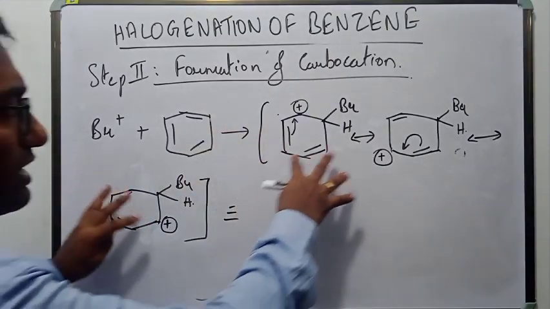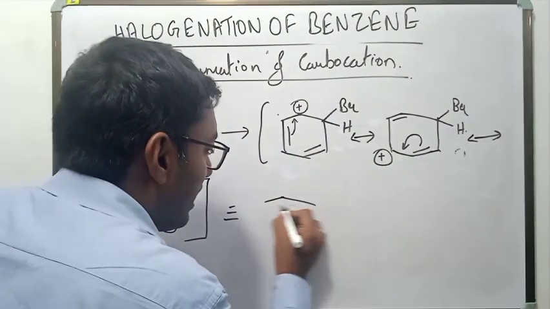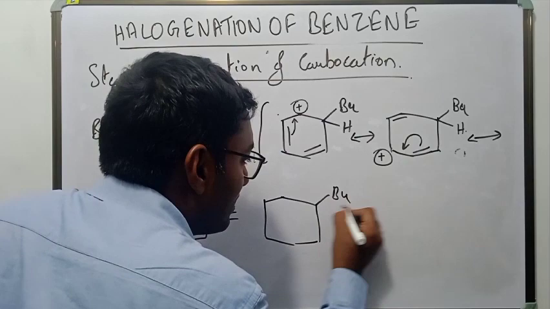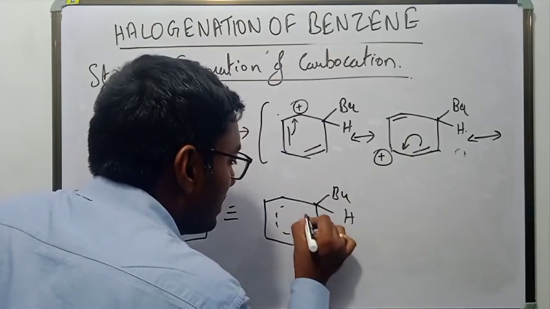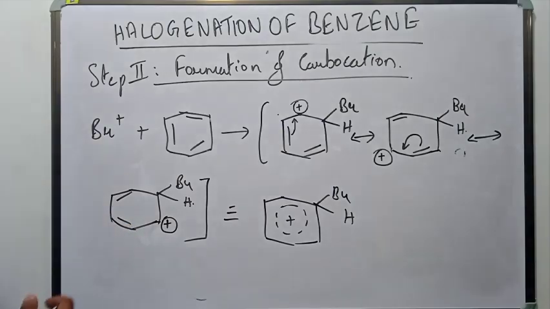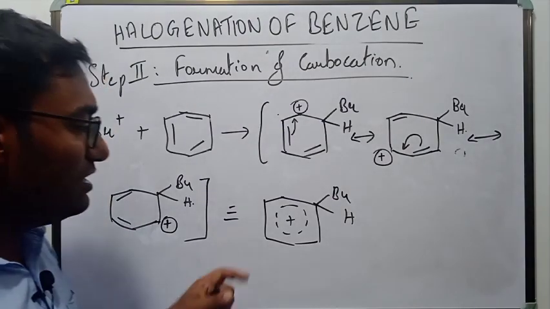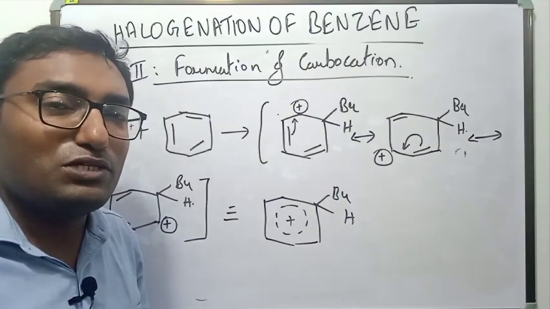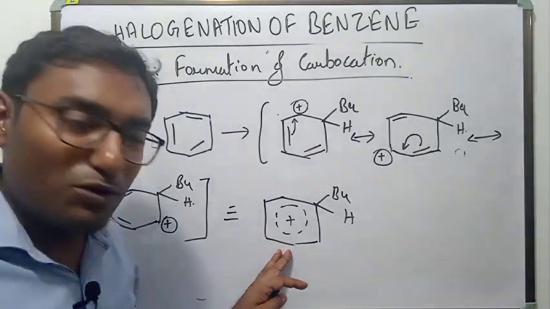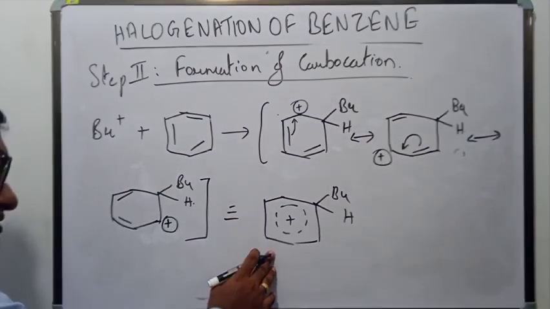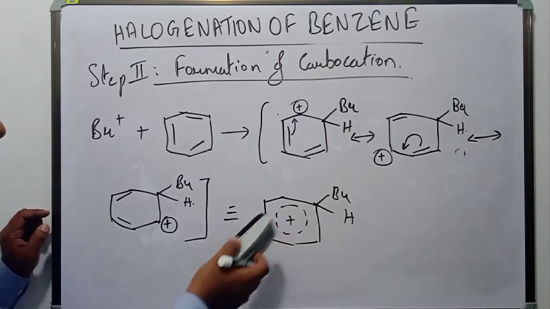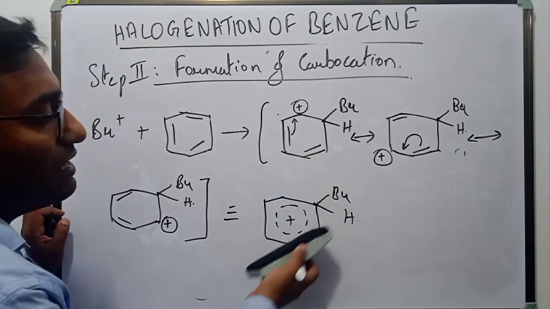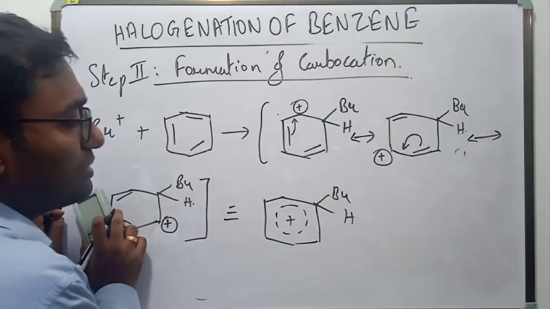Overall we can write these three structures as a hybrid structure of the carbocation. Br is here, H is here, and the positive sign is always rotating inside the benzene ring. This, my dear students, is a very unstable condition because benzene naturally is an electron rich species and this condition would not last for long. So the third step is abstraction of proton, and in that step you will see that the benzene ring is restored, that is the 6 pi electrons in the benzene ring are restored. Let us go to step number 3.